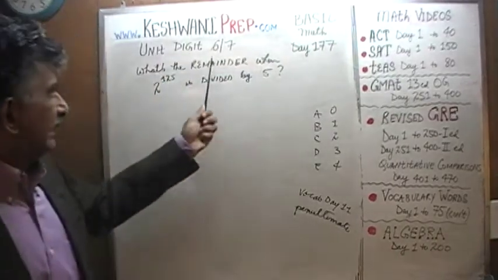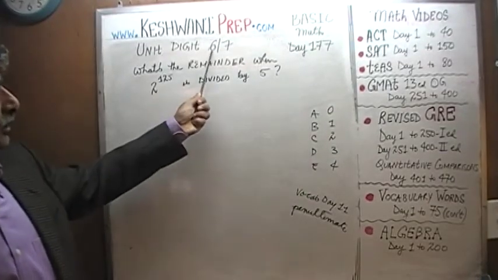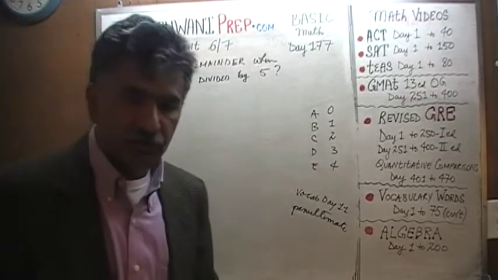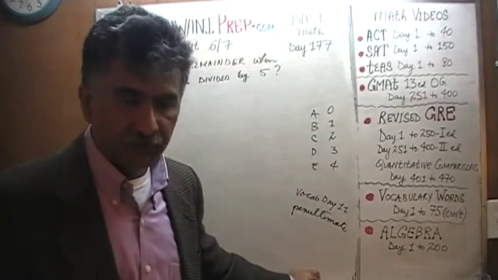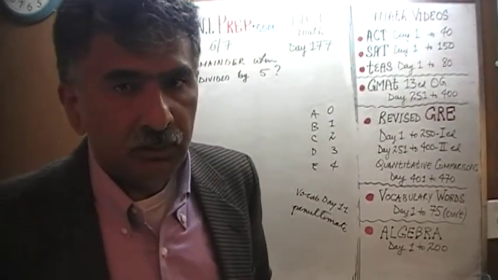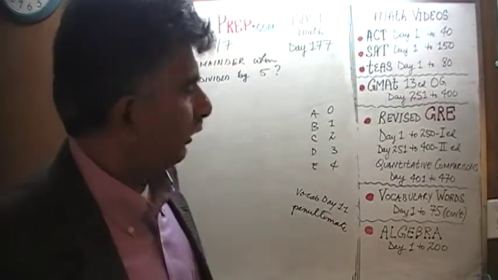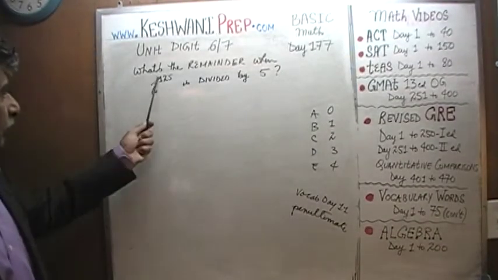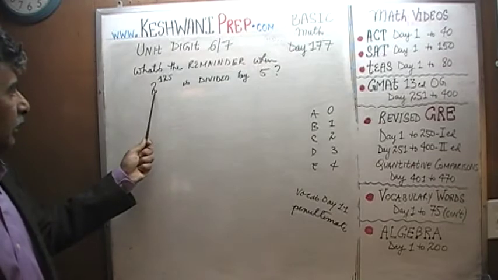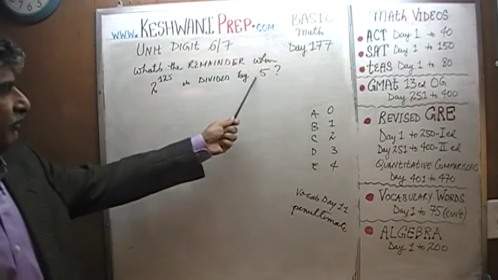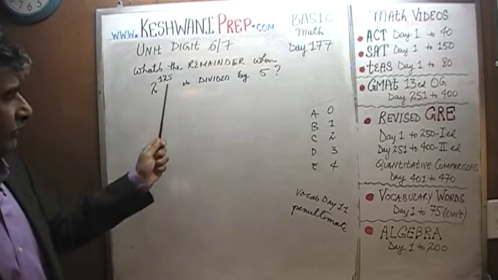We had planned to do seven lessons on the topic of unit digit, and today is our sixth lesson, the second to the last lesson, the penultimate lesson. The problem for today is already on the blackboard. Let's take a look at it. The question simply is, what's the remainder when 2 raised to 125 is divided by 5?